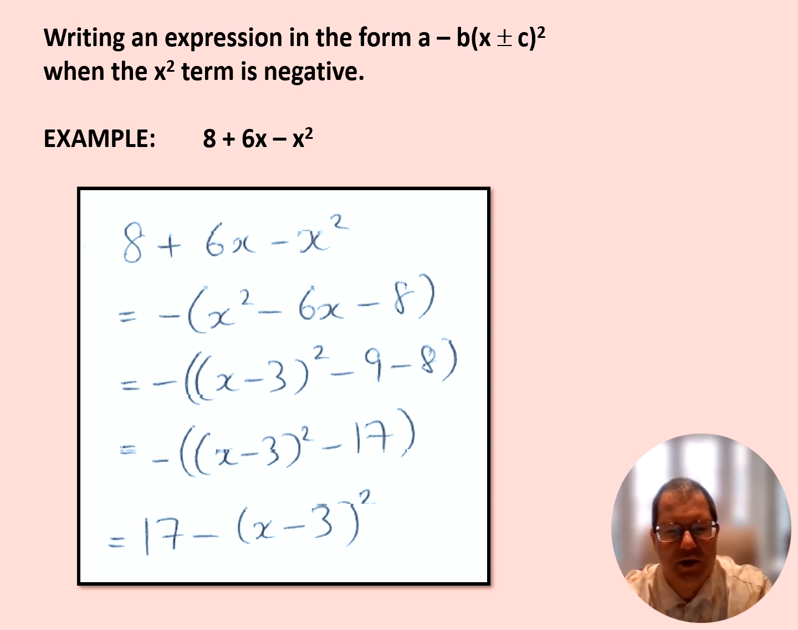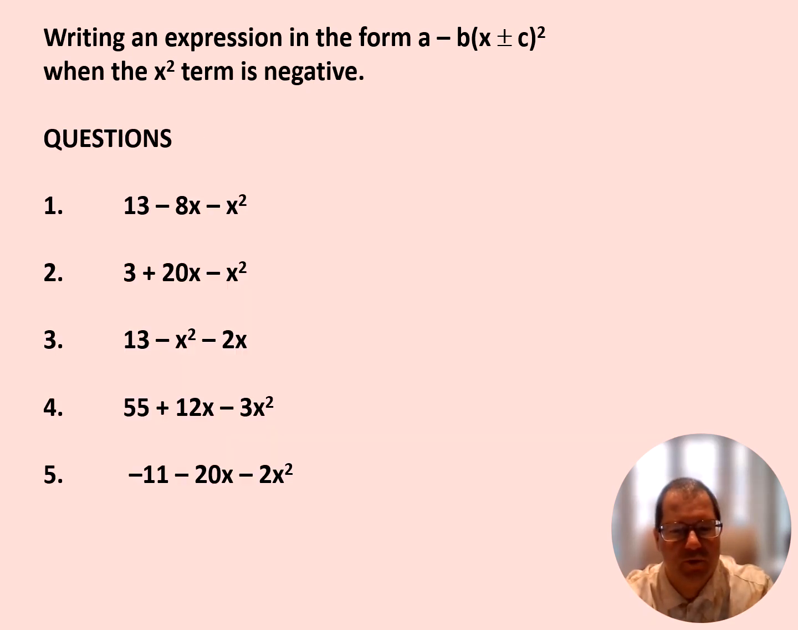The next step is to complete the square on the x squared minus 6x, which gives me x minus 3 squared, take away 9. We're still taking away the 8, and we've still got that negative sign out the front. On the next line, I've simply done -9 take away 8 is -17. And on the final step, I'm now getting rid of those big brackets with the negative sign out the front. So the 17 becomes positive, and we are taking away x minus 3 squared.